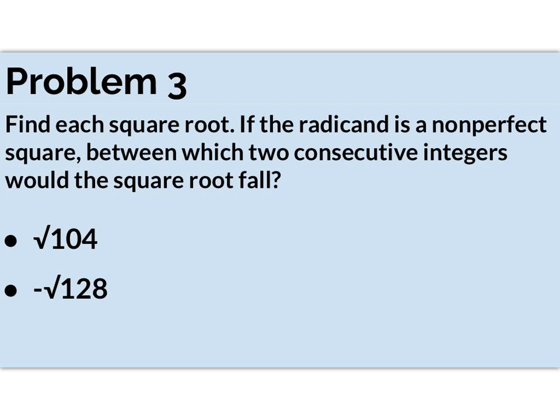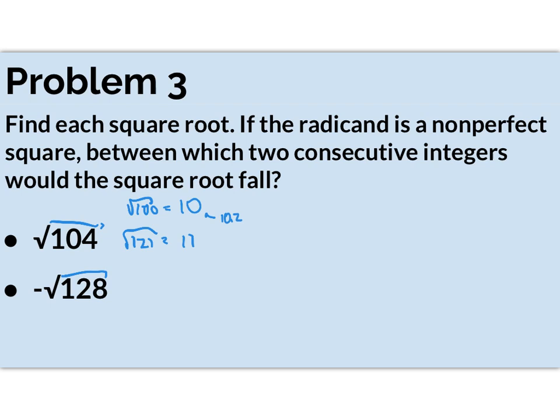And our final example. For each square root, if the radicand is non-perfect, find two numbers. So, the square root of 104. We already talked about this on the perfect page. The square root of 100 is 10. The next one next to it is 121, which is 11. So the square root of 104 would fall between 10 and 11. It's closer to 10, so I would say about 10.2.